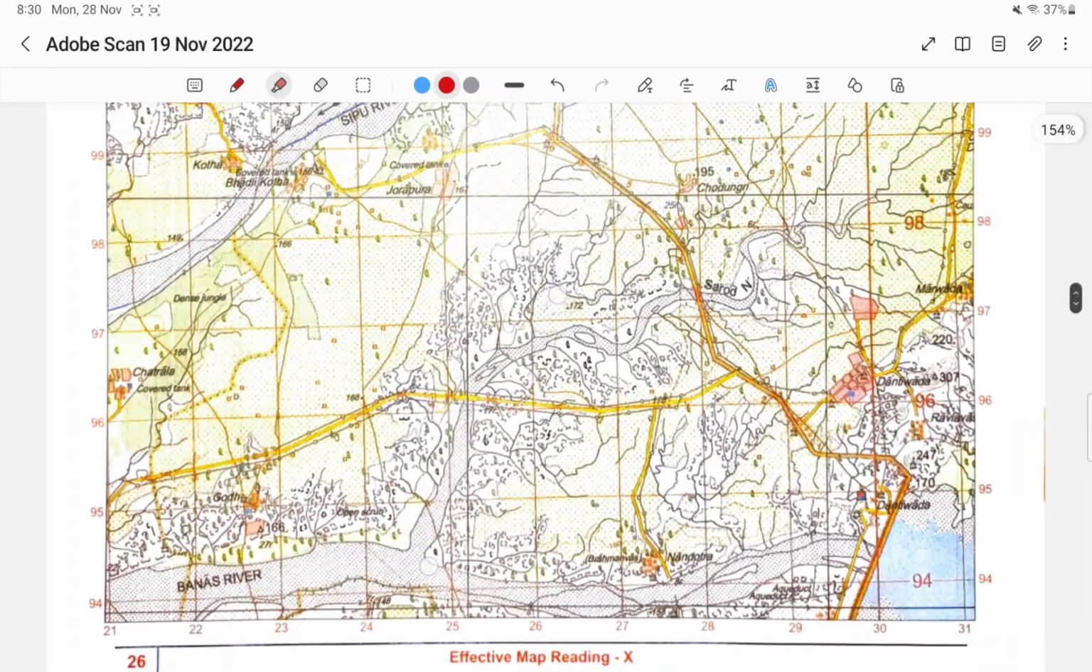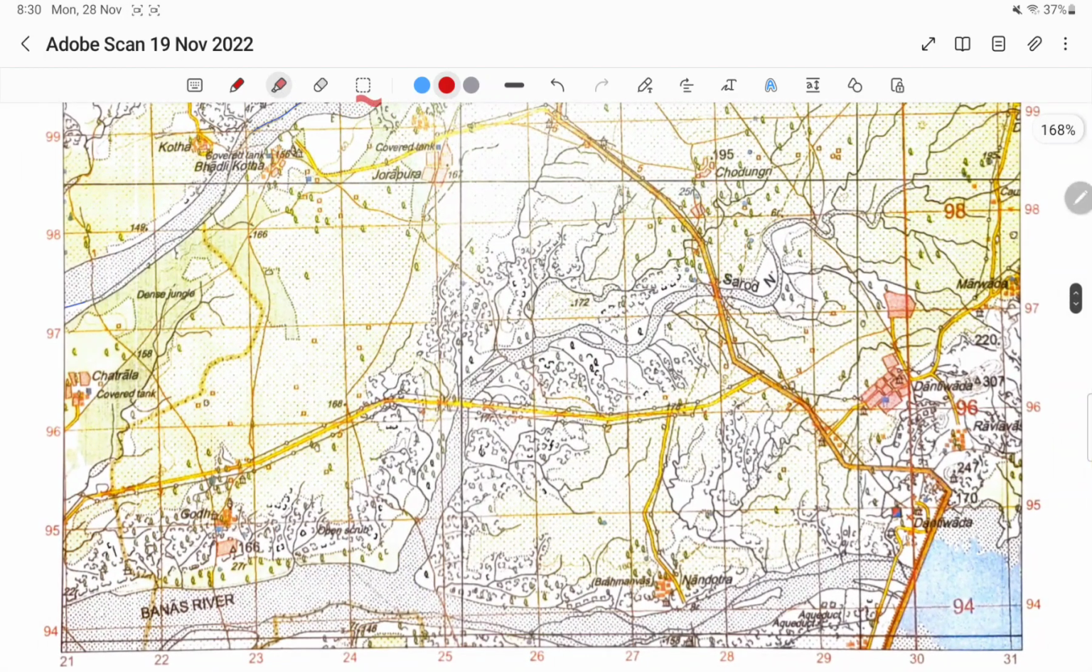So students, as you can see over here, let me highlight those points. This is the Sarod Nala over here. It is flowing from here and following this route. And this is the Banas river. This is the direction of flow of the Banas river. And they both are meeting on this particular point.